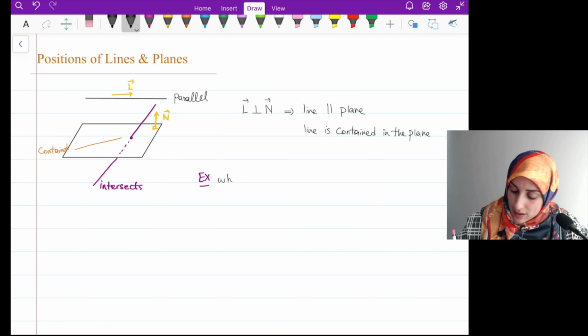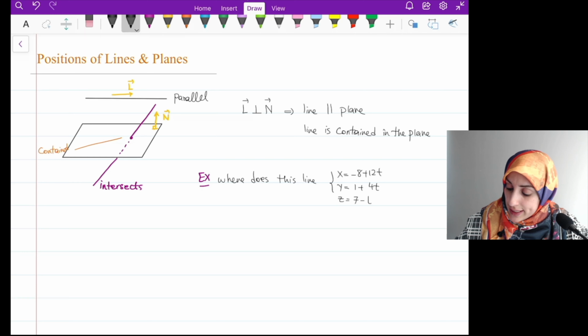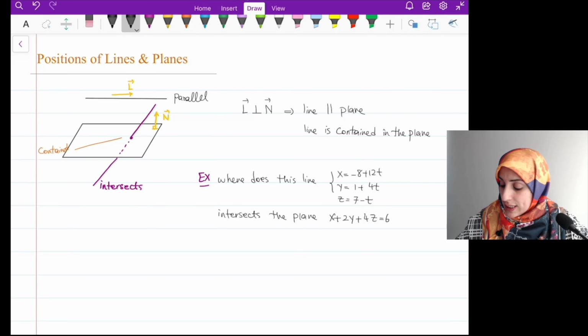Where does this line x equals -8 plus 12t, y equals 1 plus 4t, and z equals 7 minus t intersect the plane x plus 2y plus 4z equals 6?